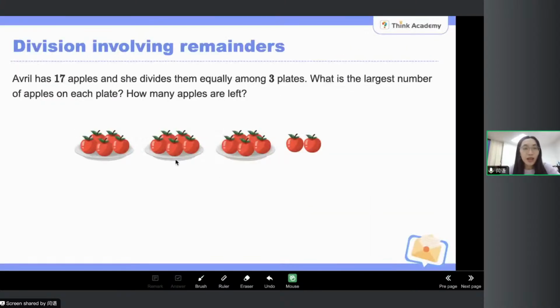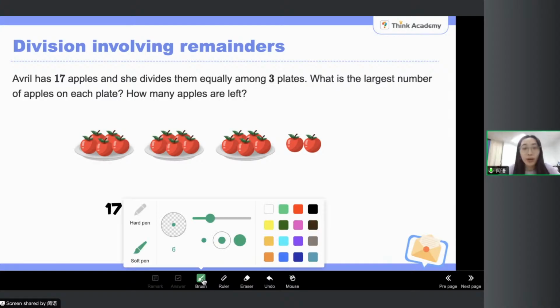Now following this, let's move on to the first example of today's lesson. Avril has 17 apples and she divides them equally among 3 plates. What is the largest number of apples on each plate? How many apples are left? So that is how we can turn this diagram into the equation. According to the question, you will get 17 divided by 3, which is 5, remainder 2, right?